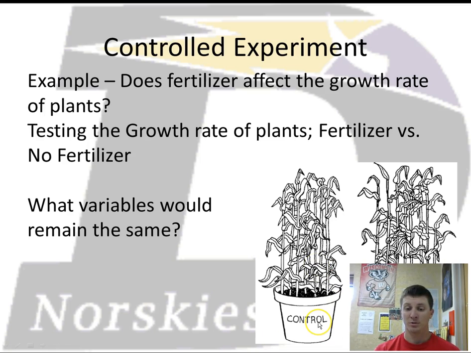The control group would most likely have no fertilizer. The experimental group would probably be given a dose of fertilizer, and we want to keep as many variables the same as possible throughout this experiment. So we're only testing fertilizer versus no fertilizer. I'm going to talk about these variables that stay the same a little bit later on in this lecture.